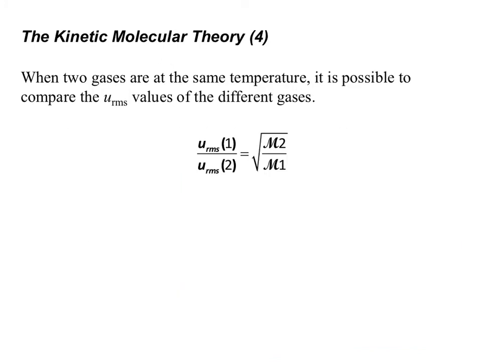When two gases are at the same temperature, it is possible to compare the root mean squared speed values of the different gases. It is done by using this equation here. This equation should give you a ratio between two gases where you would say that one gas is, say, 1.5 times faster than the other.